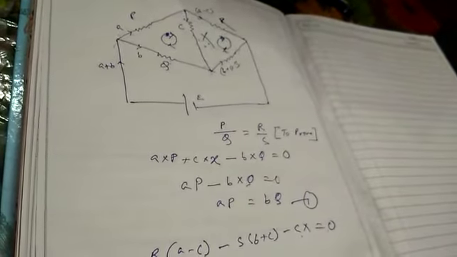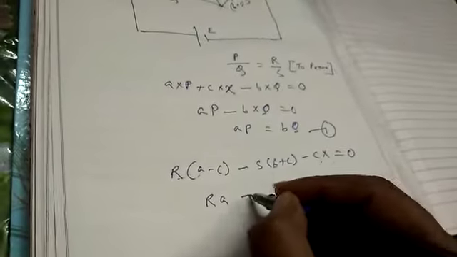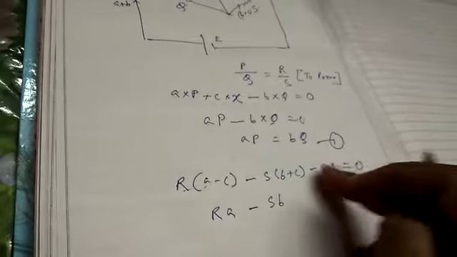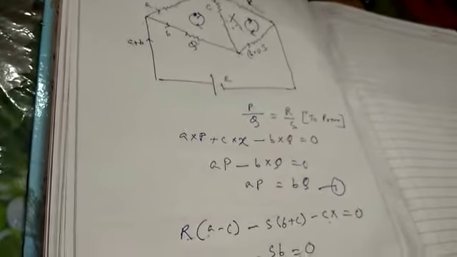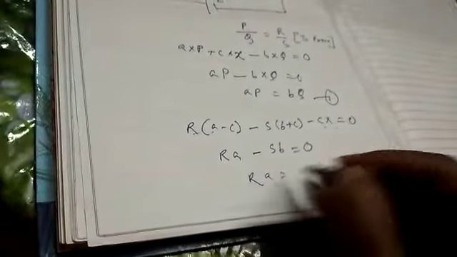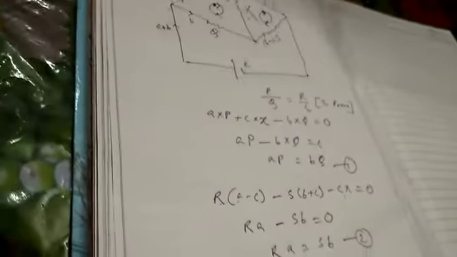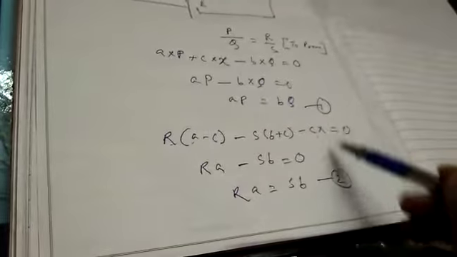Now C is 0, the basic condition. So the equation is R into A minus C, plus S into B plus C, minus C into X, equal to 0. If C is 0, then it is R into A, and then S into B, and the last term is 0. Then we get RA is equal to S into B. This is equation number 2.